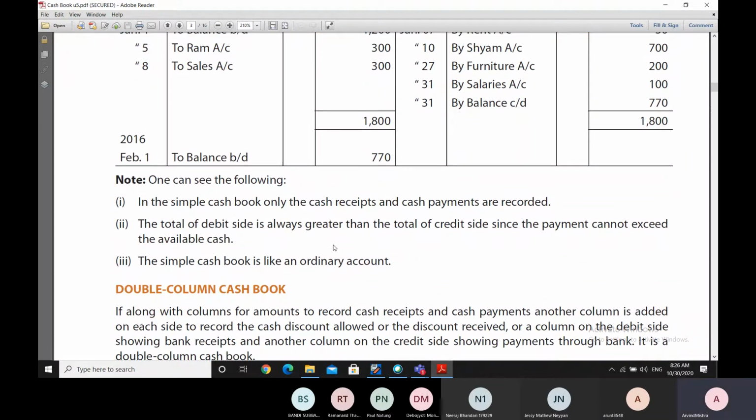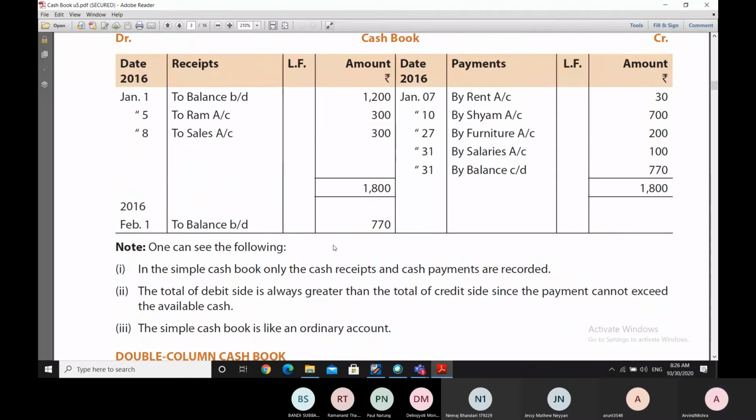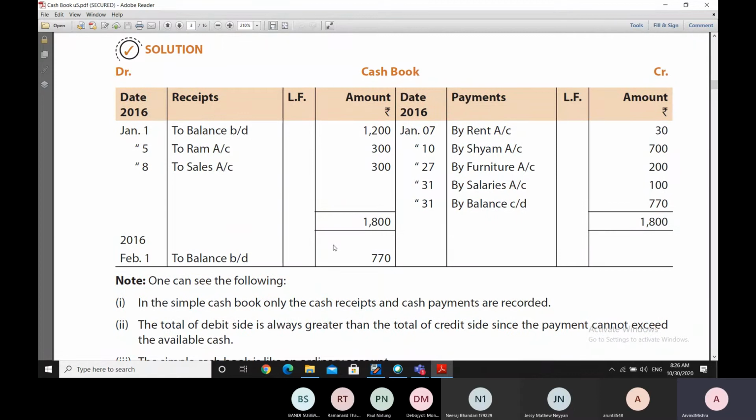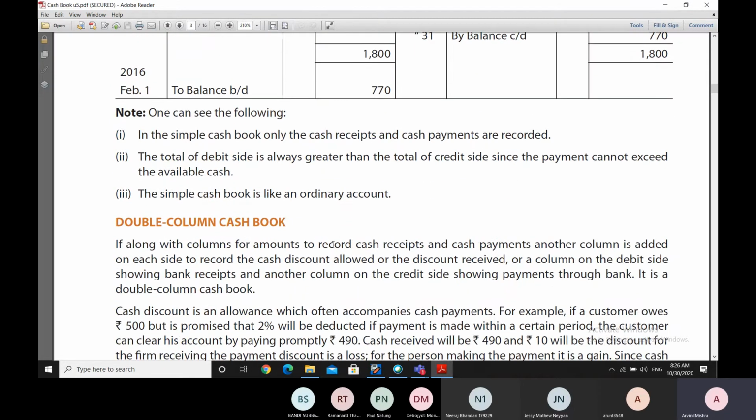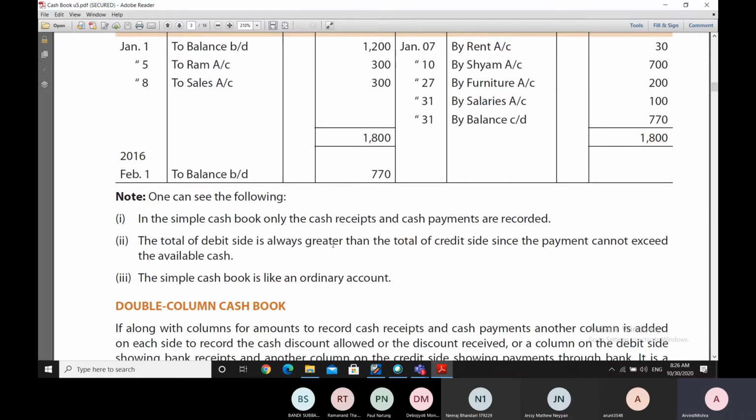We've also seen that a simple cash book is just like an ordinary account. It just looks like an ordinary account, nothing else. Now, a double column cash book. Let's come to a double column cash book.